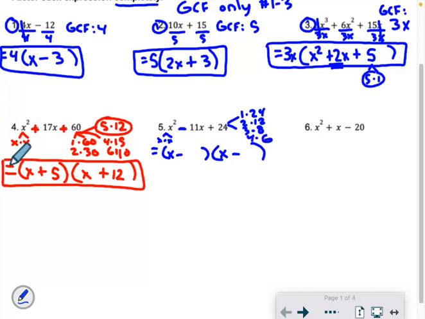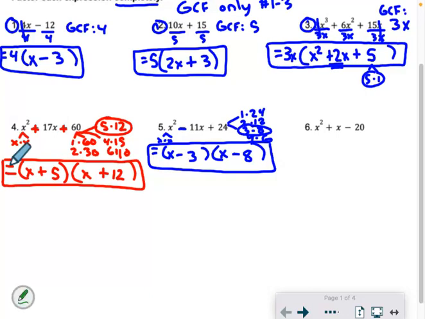What we want to look for is the one that makes 11 when we add them together, and that's going to be 3 times 8. So for this type of problem, it's going to be negative 3 times negative 8. It doesn't matter where the 3 goes and where the 8 goes for a problem like this. Negative 3 times negative 8 is positive 24, and then negative 3 plus negative 8 is negative 11.